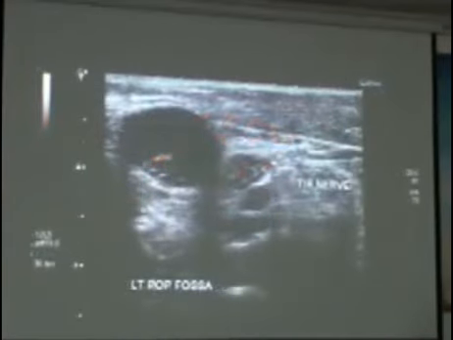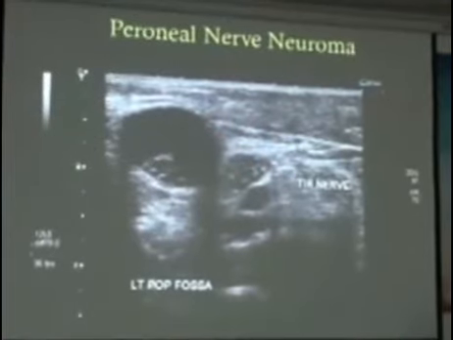So we concluded that this was a neuroma within the tibial nerve. Và kết luận là đây là một cái u thần kinh của thần kinh mát. So once again, it's not always ganglia and whatnot. We do see some neuromas and neural pathology as well.